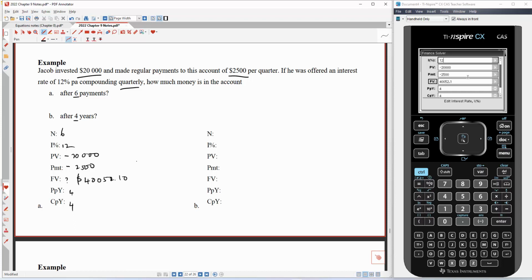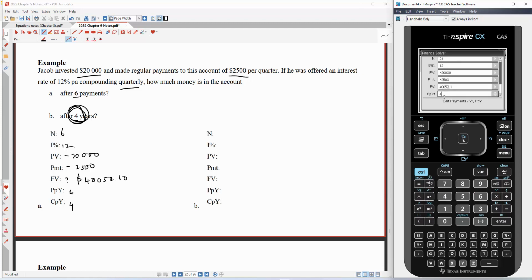$40,052.10. All right, let's do it after 4 years. So 4 years means 4 lots of 12. No, it doesn't. It means 4 lots of 4, which is 16. Why is it going to 12? No, that's the interest, which is 12. I was typing that in the wrong square. Good one. 4 times 6.